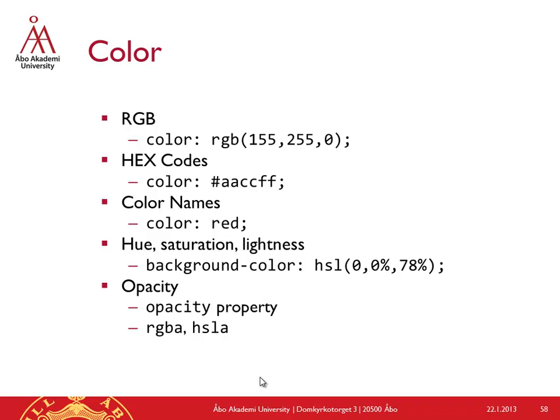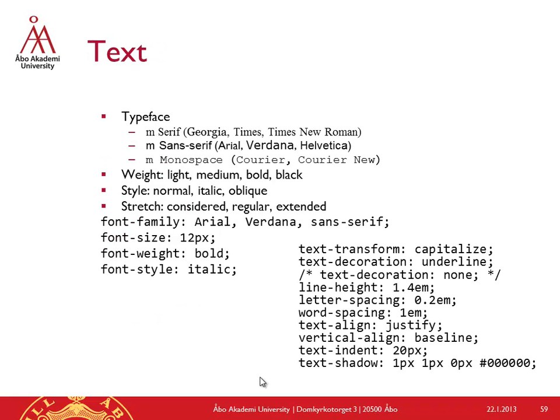Also, you can specify by this property color, the color of this element, and with background color, you can specify the background color of this box or element. With texts, you can have different abilities to specify additional features. But first, you have to start with typeface.